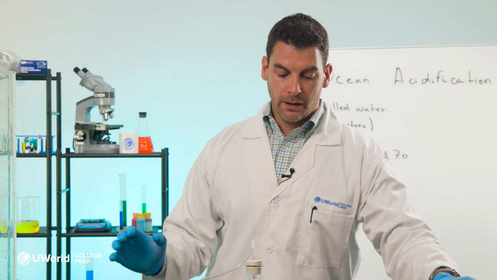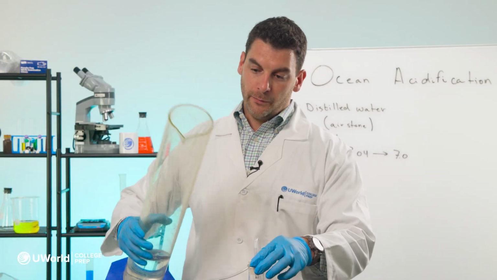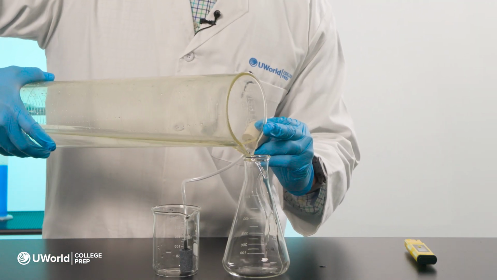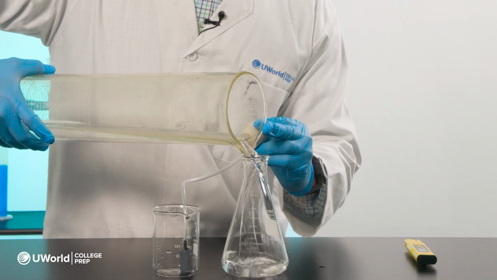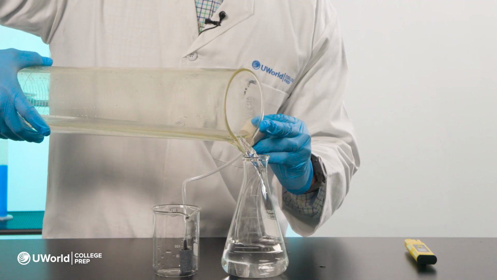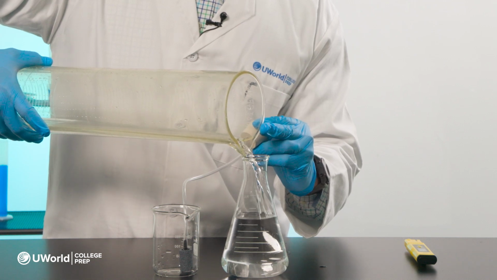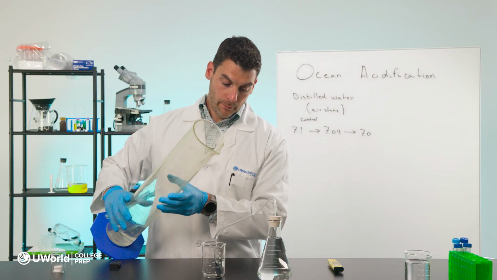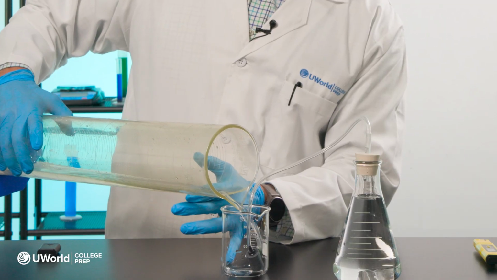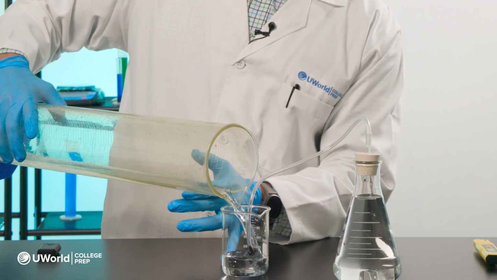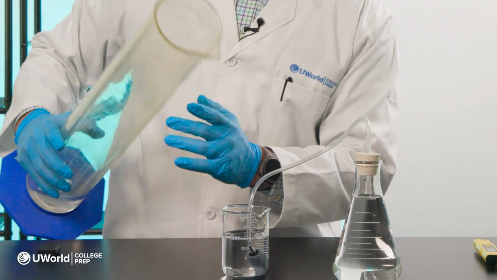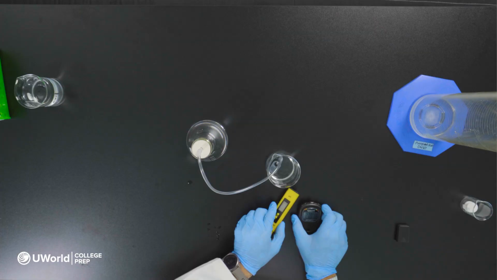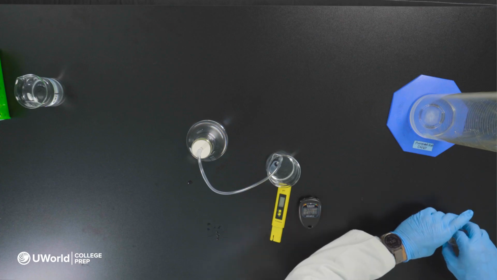So for this, we need to fill our flask with about 500 ml of water. And then we will add about 200 mLs of distilled water to our beaker. For this, you want to make sure you have everything ready before you drop your effervescent tablet into your flask.